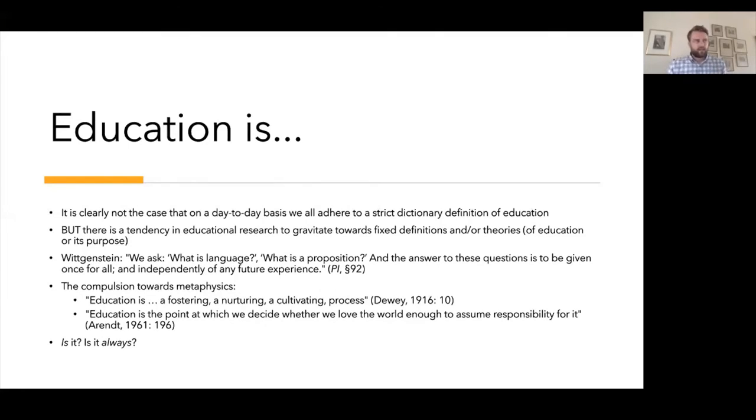And yet, it's clearly not the case that on a day-to-day basis we all adhere to one of these strict dictionary definitions. Phrases like, I can't say that I had a very good education, or it's important that you make the most of your education, don't require particular definitions in order to make sense. However, we do still have this tendency, I think, to gravitate towards fixed definitions.